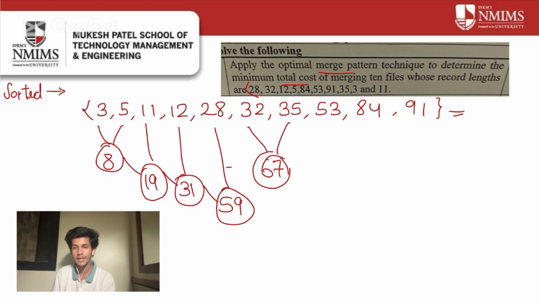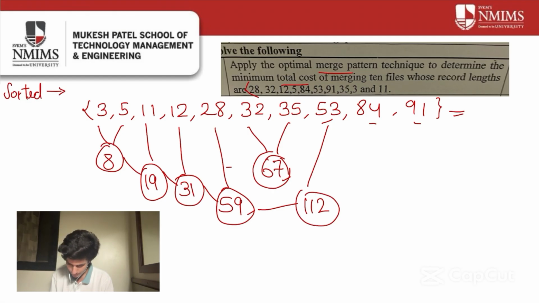Now again you have to update the list. Now your new list is 53, 59, 67, 84 and 91. Now adding the two shortest elements from the list, 53 and 59. Adding them would be 112. Now your two shortest elements from the list are 67 and 84. Adding them would be 151.